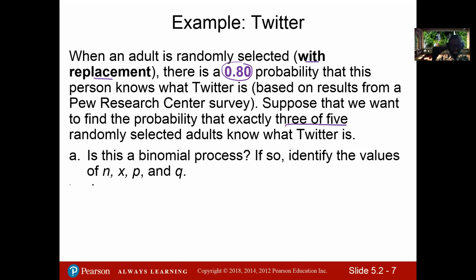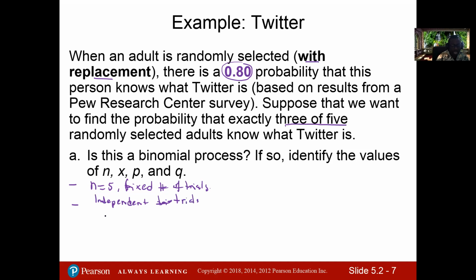What's the first one? It has n, the number of trials. n is equal to 5. So this is fixed. It has a fixed number of trials. The second is that they are independent. The number of adults are independent, and so we have independent trials.